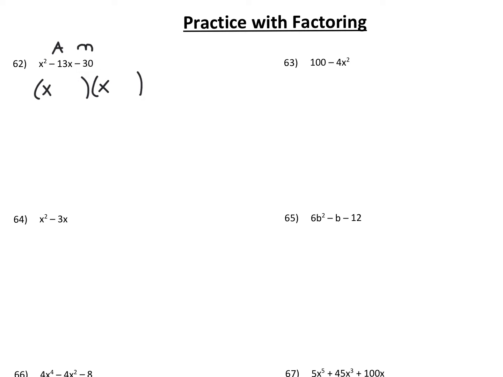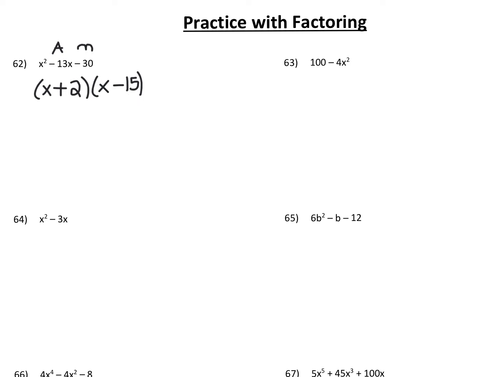So we already know right off the bat, one of these has to be positive and one has to be negative. It doesn't matter which sign you put in which parenthesis, as long as you attach the right number to each of these. Okay, now, two numbers that multiply to negative 30 and add to negative 13, and it may take a little trial and error, is going to be a negative 15 and a positive 2. So I'm going to put the 15 with the negative and the 2 with the positive.